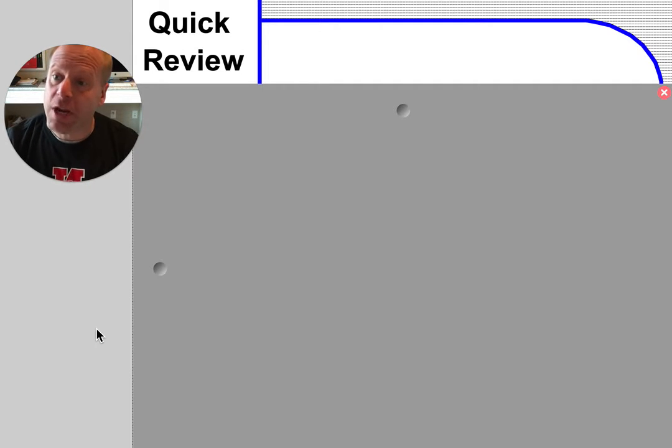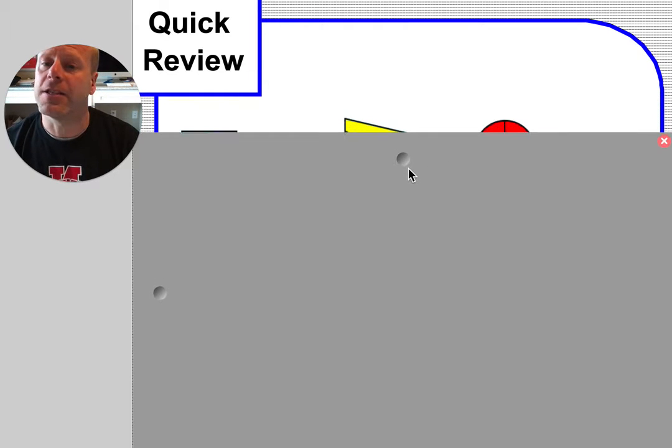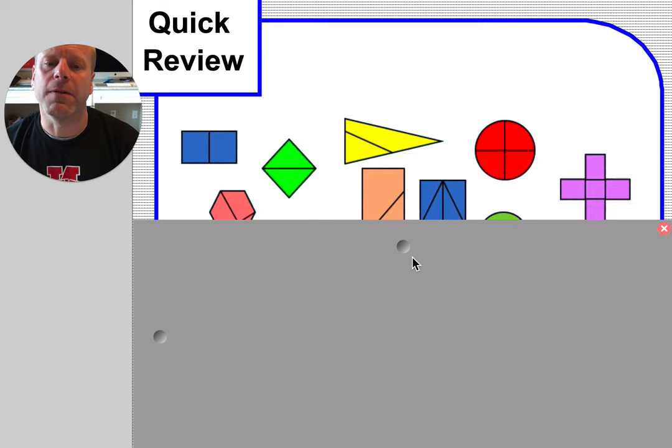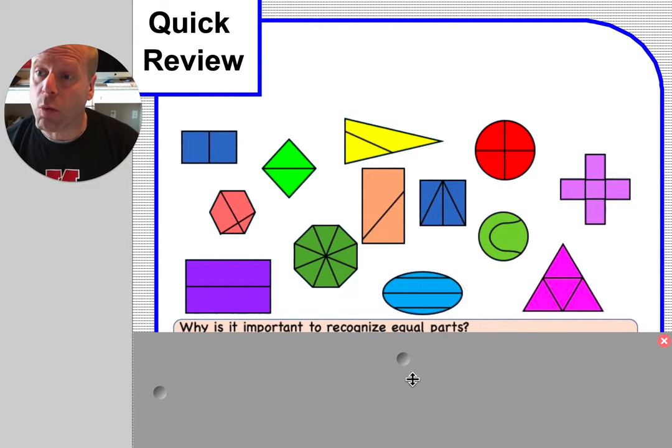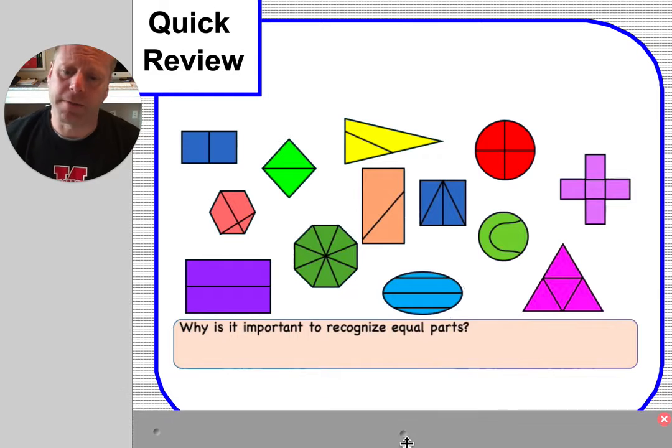So yesterday we introduced the idea of a fraction, part of a whole. And then we went through to explain that it can't just be any part though. These parts have to be equal. So today's quick review goes right back to the things we did yesterday. You're going to feel really confident about this one. And I just want to share a little bit of my thinking and listen to a little bit of yours with some of these shapes and whether or not they are equal parts and why that's important.